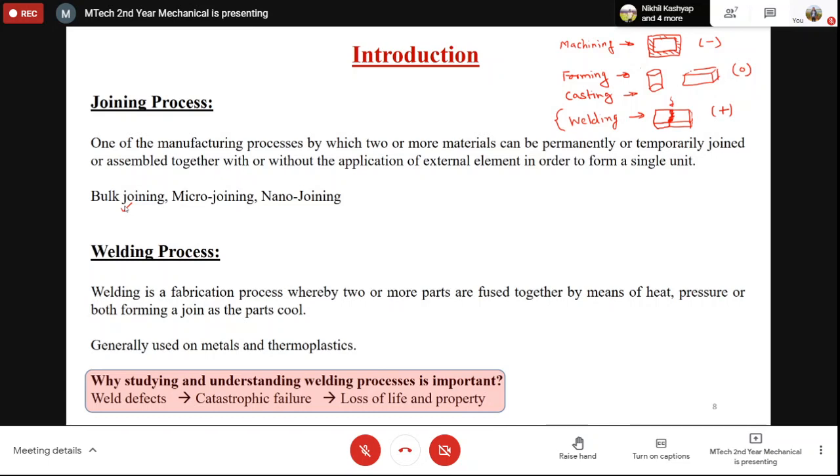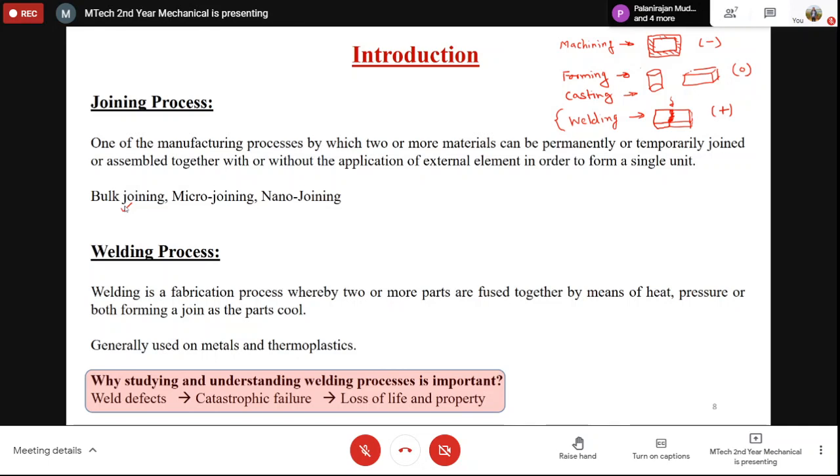So broadly, we define joining processes as one of the manufacturing process types where two or more parts are fused together by means of heat or pressure, with or without the utilization of filler material. Okay, so both form a joint as a part. So we fuse together two or more parts with the help of heat or pressure.